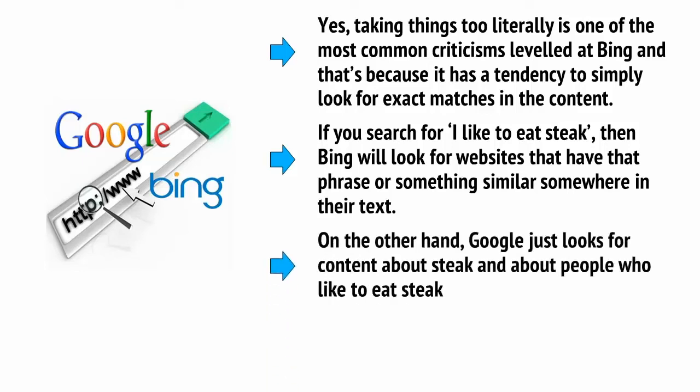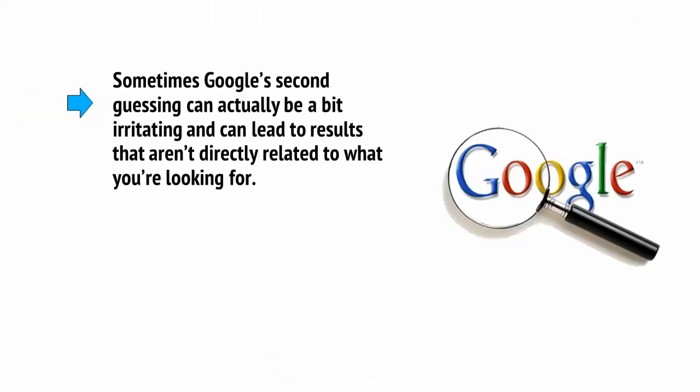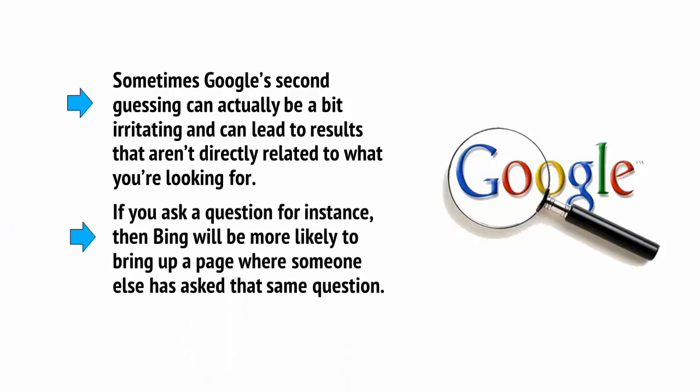On the other hand, Google just looks for content about steak and about people who like to eat steak. In this way, Google shows a little more understanding and has more ability to read between the lines. Not that this is always a good thing, mind. Sometimes Google's second guessing can actually be a bit irritating and can lead to results that aren't directly related to what you're looking for. If you ask a question, for instance, then Bing will be more likely to bring up a page where someone else has asked the same question, and this can be very useful.